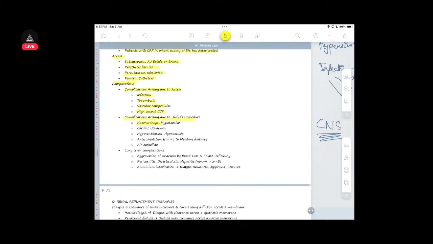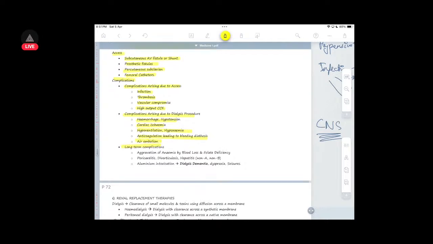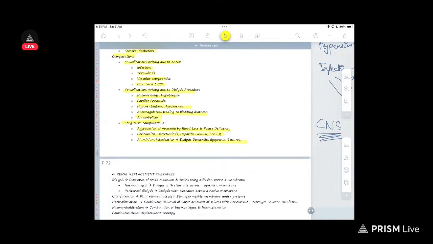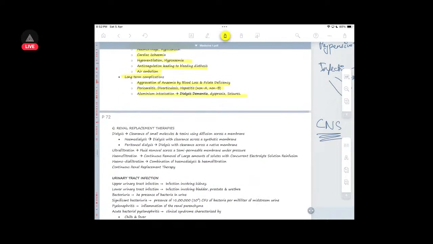Due to the dialysis procedure: hemolysis, cardiac arrhythmia, hypoventilation, embolism. Long-term complications: anemia by blood loss, anemia of chronic disease, pericarditis, diverticulitis, hepatitis non-A non-B, and aluminum intoxication due to dialysis, dementia leading to dyspraxia and seizures.